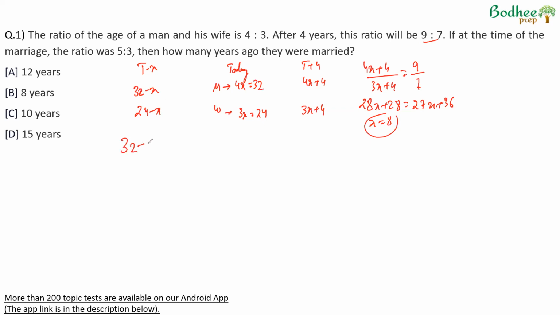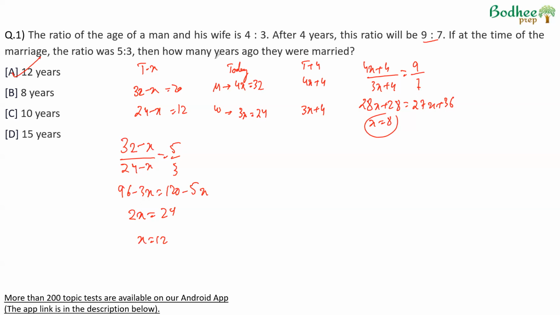So we say (32 minus X) upon (24 minus X) is equal to 5/3, cross multiply. 96 minus 3x is equal to 120 minus 5x. So 5x minus 3x, 2x is equal to 120 minus 96, 24. So x is equal to 12. And therefore, how many years ago they got married? They got married X years ago, which is 12 years ago, when the ages would have been 20 and 12. And therefore, the ratio 5:3.